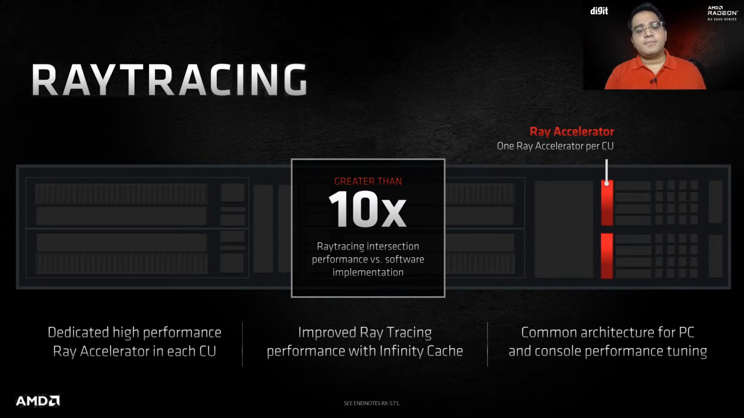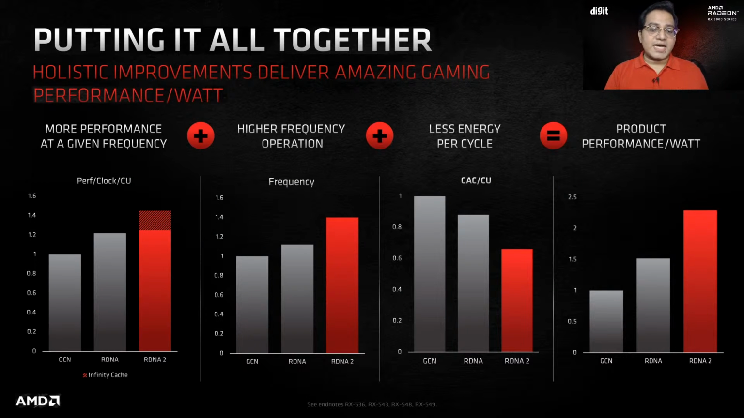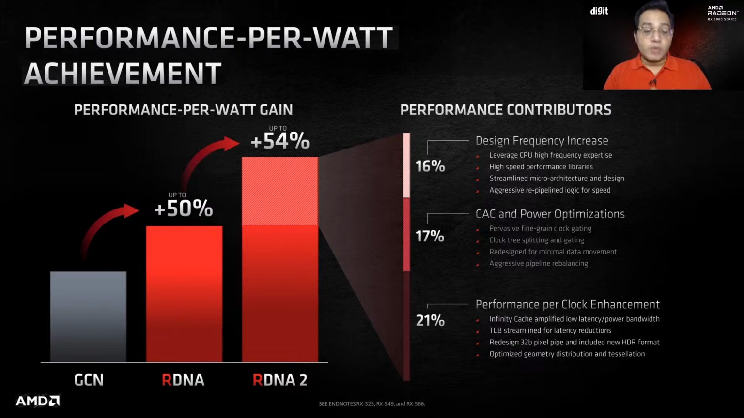Now, to summarize, we've seen higher performance at the same frequencies. Then we've seen that the frequency can be raised to higher levels and it takes less power per cycle to compute. Now, all these three factors put together give you really high performance per watt gains. Now with every generation you do get performance per watt improvements, and in the next slide we'll be seeing the impact of the movement from GCN to RDNA and then from RDNA to RDNA 2.